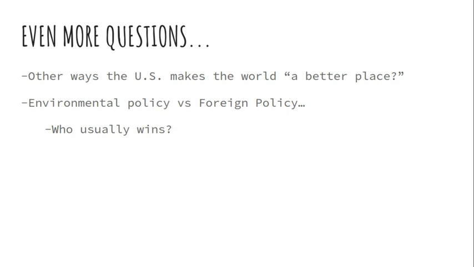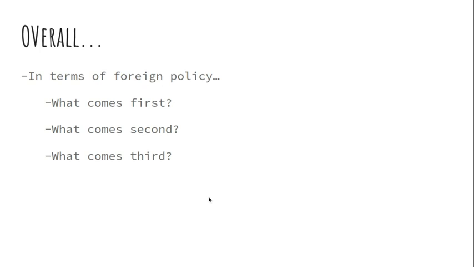Who usually wins? I'm guessing you could all answer that question, but when it comes to conflict between environmental protection and economic growth, Americans tend to choose economic growth. And a lot of times that's a criticism of environmental activists, is that they quote unquote hate business. So that's enough of my soapbox on that for today, but let's keep going.